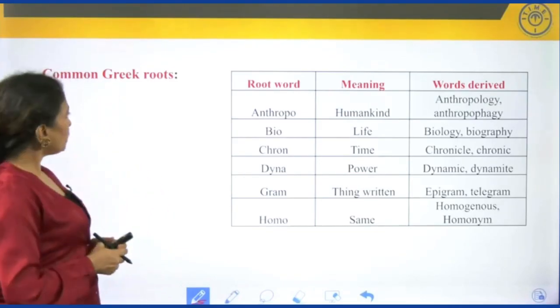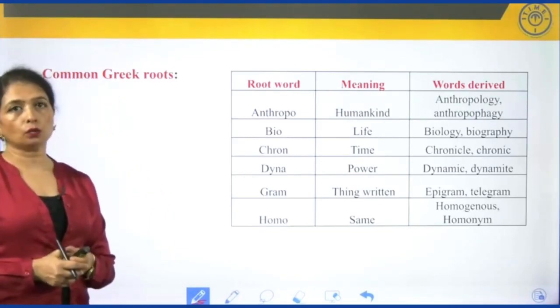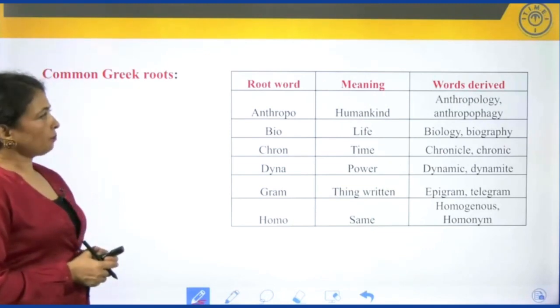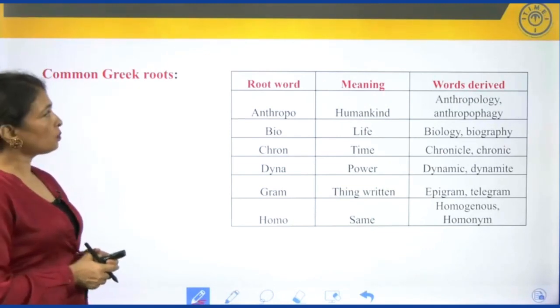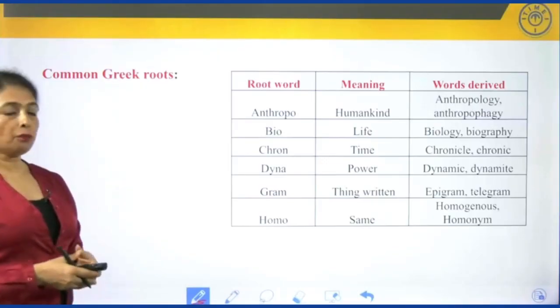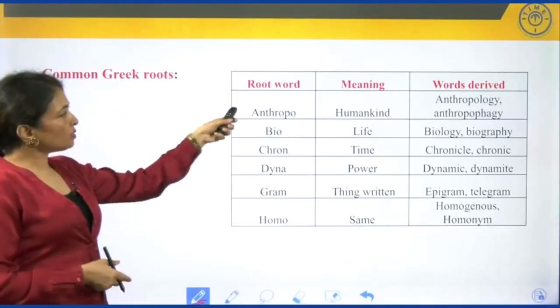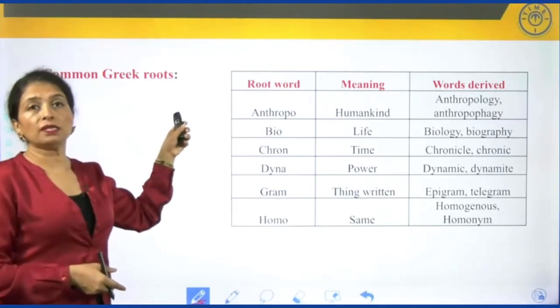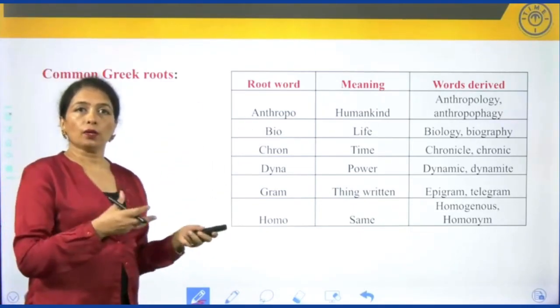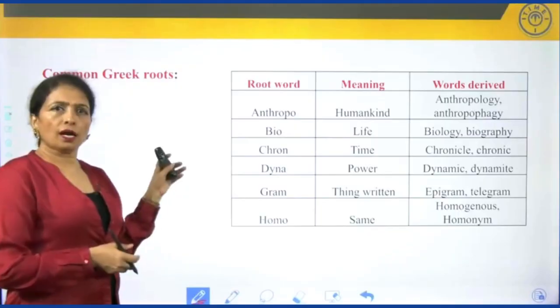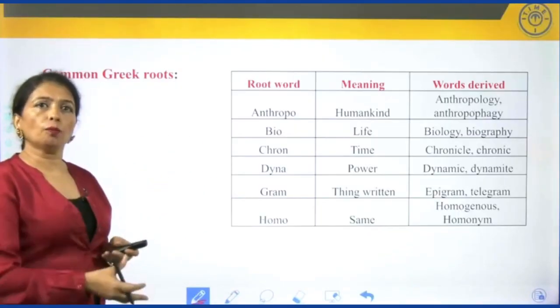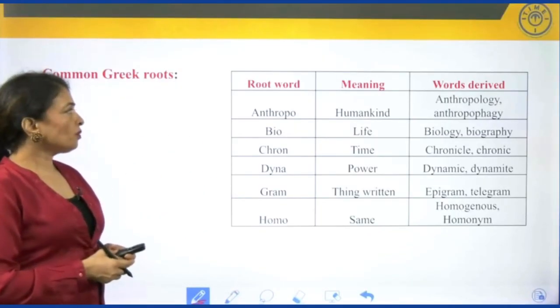Okay, so we come to some common Greek roots. Now in the table, as you can see, there are three columns, one for root word, the other for meaning, and the next one for words that are derived from that root. So let's first understand root words. These basically are roots that have their origin in the Greek language, and I have given you a few common Greek root words.